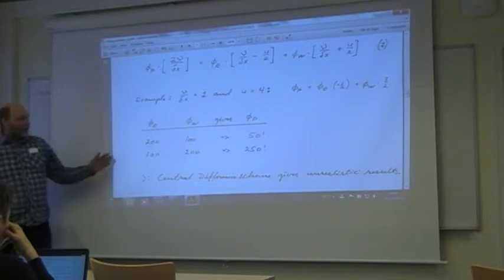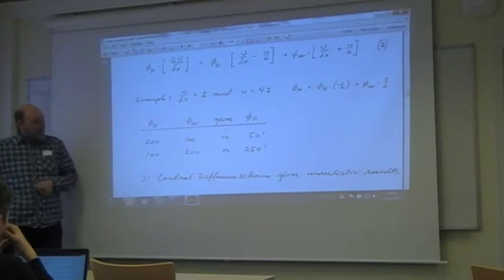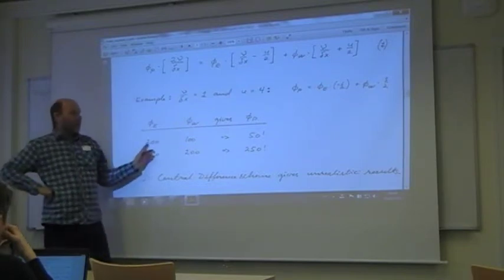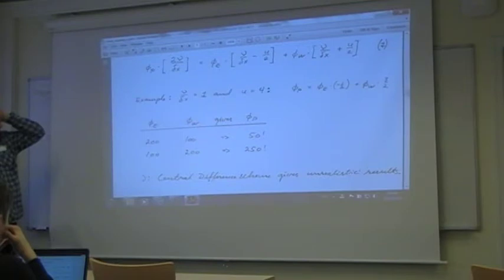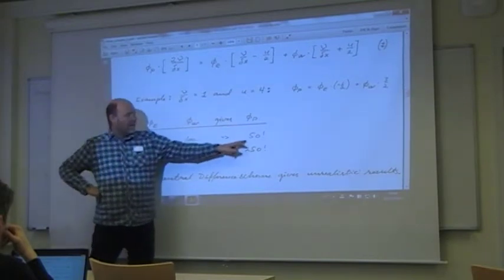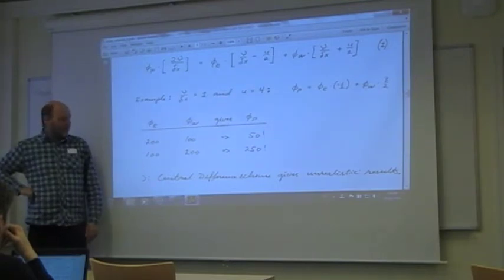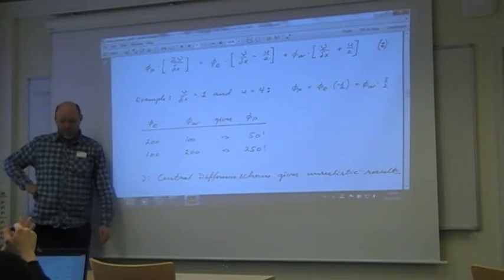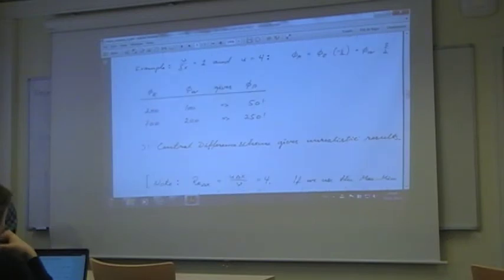And this is now the argument from Patankar. Using this central scheme gives very crazy results, he claims. So he just did an example here, very stupid results, so he doesn't like it. You can see here, you have 200 and 100 gives the center point value of 50, which is clearly unfeasible. And if you just switch them, then you get 250, so obviously this is very, very unrealistic, of course.